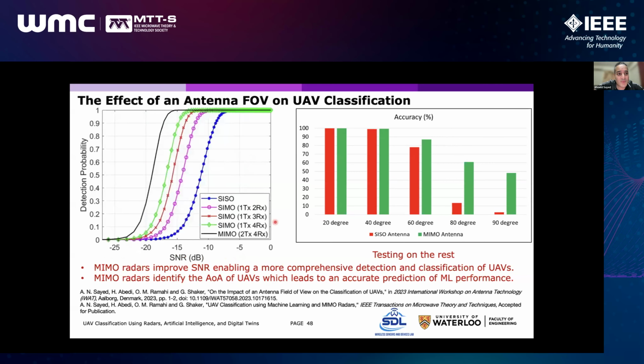To understand this, we performed some theoretical analysis for the TI radar with different combinations: the SISO case, the single input multiple output, or SIMO, case in different configurations, and the MIMO case. These are ROC curves that have detection probability on the y-axis and signal-to-noise ratio in decibels on the x-axis. It can be shown here the significant enhancement of signal-to-noise ratio and detection probability of radars using MIMO versus SISO radar systems.